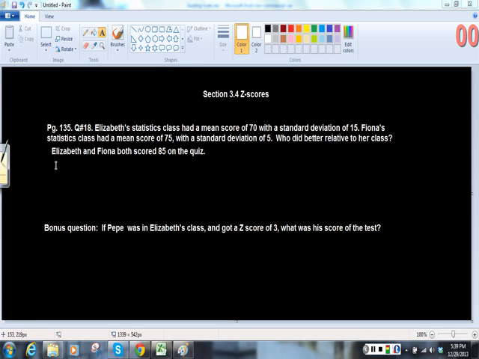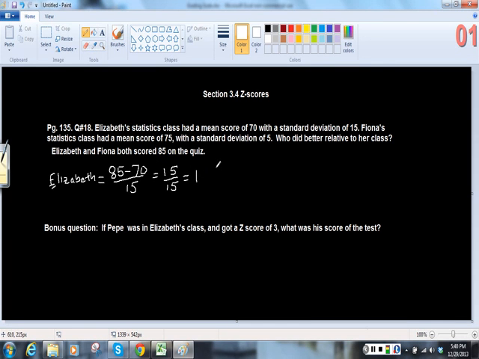Okay, so the idea is you calculate a z-score to compare their scores. So here's how you do this. You say Elizabeth. Her z-score is her test score, which is 85, minus the mean, which is 70, divided by the standard deviation, which is 15. So that's 15 divided by 15. Yes, you can do the math, it is 1. Her z-score is 1, so we've subtracted the mean and divided by the standard deviation to standardize her score.